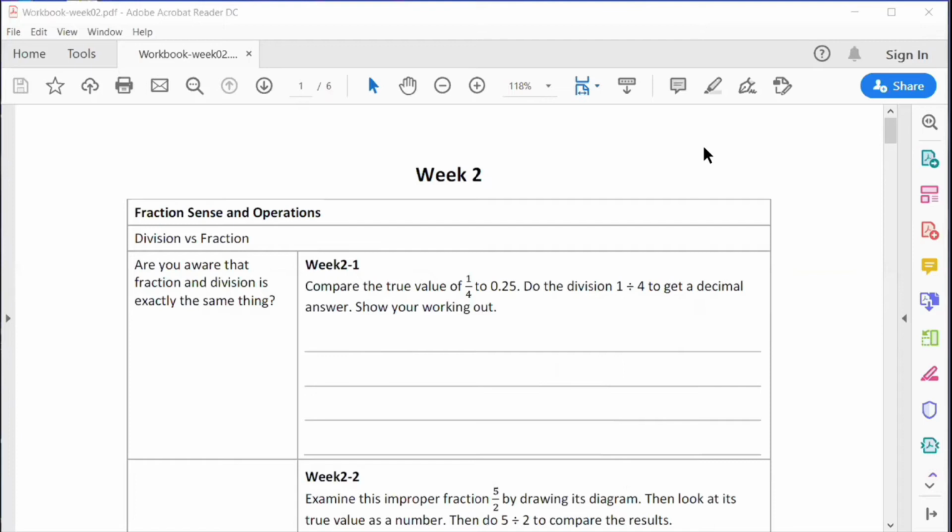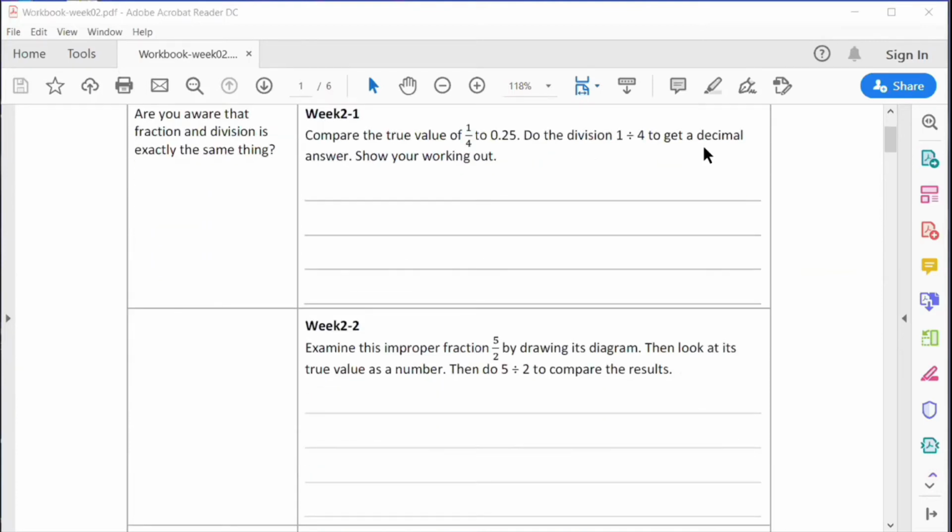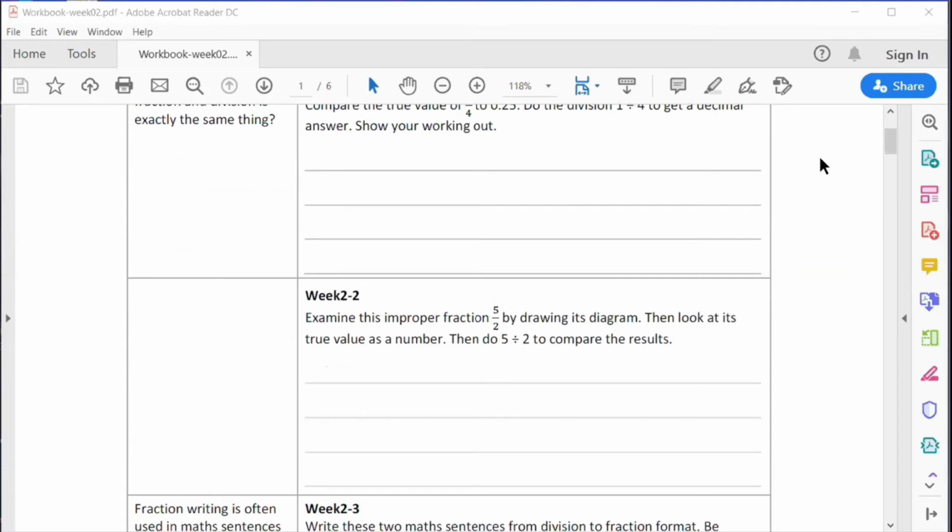Now, Chu, I want you to have a go. I want you to have a go first, and then I'll go over it later. 2.5. Yeah, that's what I got. Well, obviously, it is 2.5.